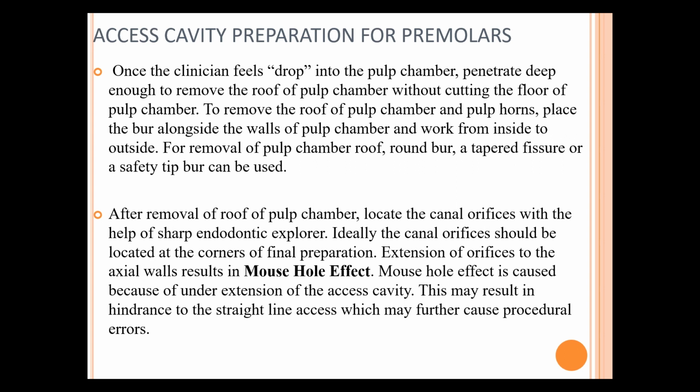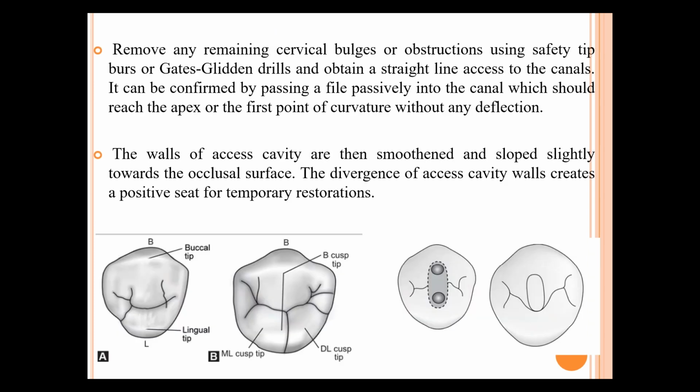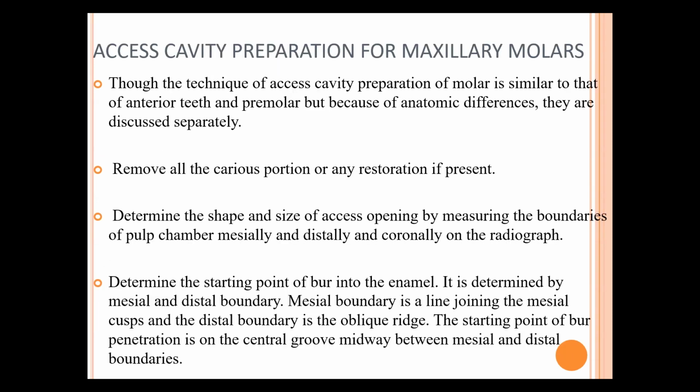This may result in hindrance to straight line access, which may further cause procedural errors. Remove any remaining cervical bulges or obstructions using safety tip burs or Gates Glidden drills and obtain a straight line access to the canals. It can be confirmed by passing a file passively into the canal, which should reach the apex or first point of curvature without any deflection. The walls of the access cavity are then smoothened and sloped slightly towards the occlusal surface. The divergence of the access cavity walls creates a positive seat for temporary restorations.